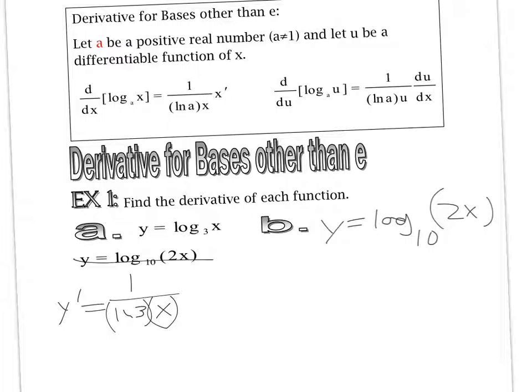Why don't you try b on your own? It does have a little chain rule in it, so think about that as you're doing it. But give it a shot, and then just unpause the video when you're ready to check your work.